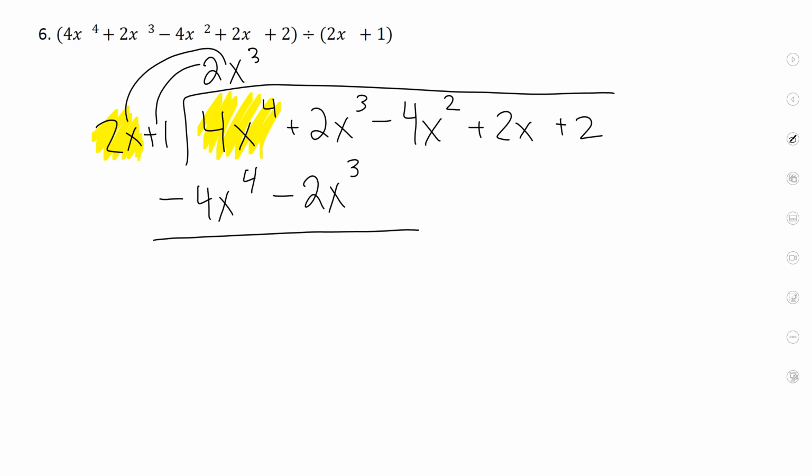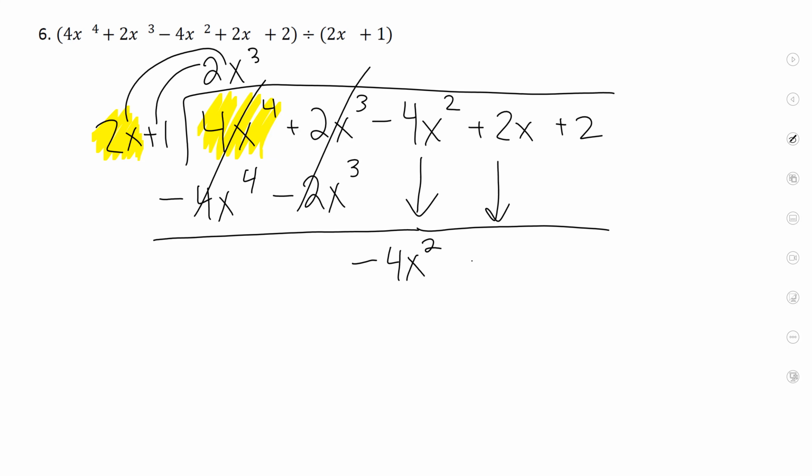Okay, 4 minus 4, that's just 0. 2 minus 2, that's just 0. Let's just bring down the next stuff. So I'll put a negative 4x squared here. And I'm just going to bring this down too. I'll just bring everything down.